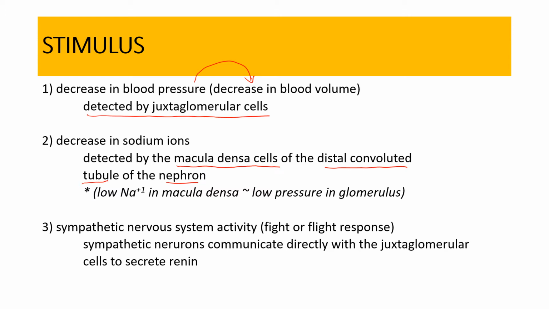On a side note, while the macula densa cells are detecting low sodium levels at the end of the nephron, they're really ultimately detecting a low pressure coming into the glomerulus. If you've got low sodium at the end, you probably had low pressure coming into the nephron. So that's kind of a relationship there. I'm not testing you on it, just kind of interesting information.